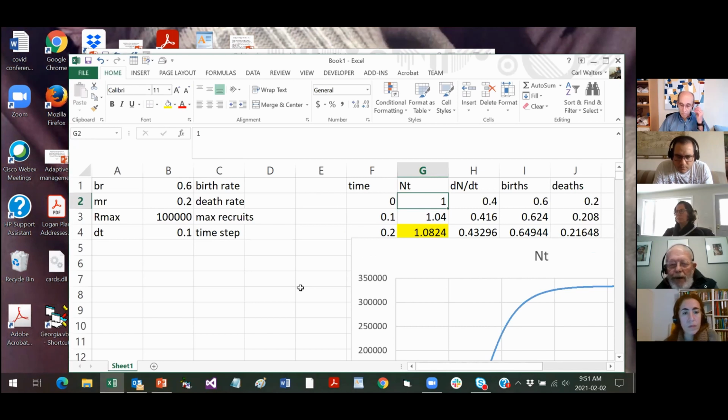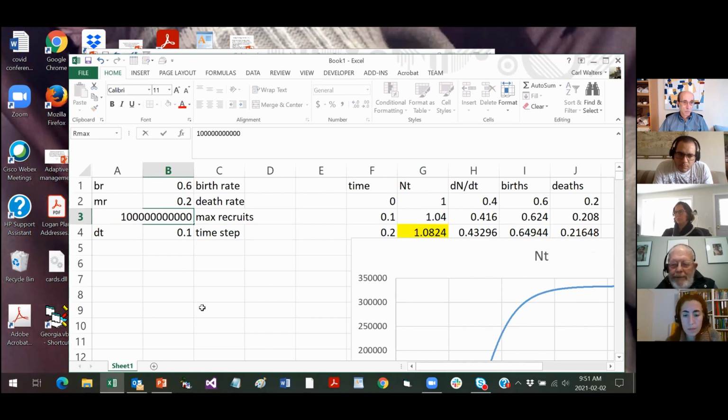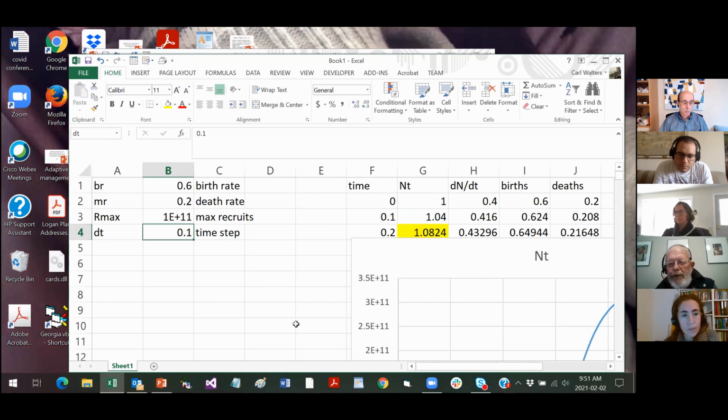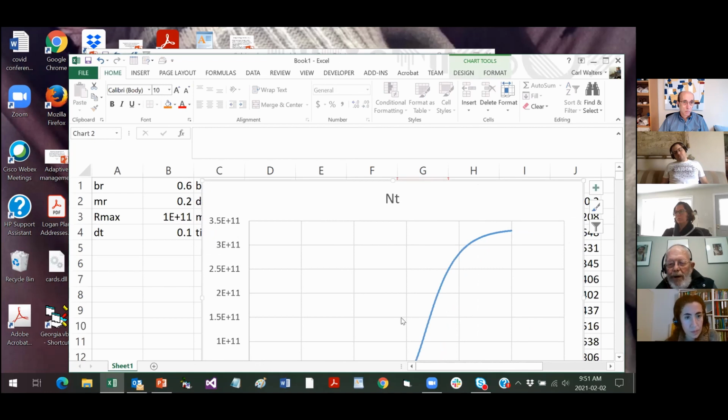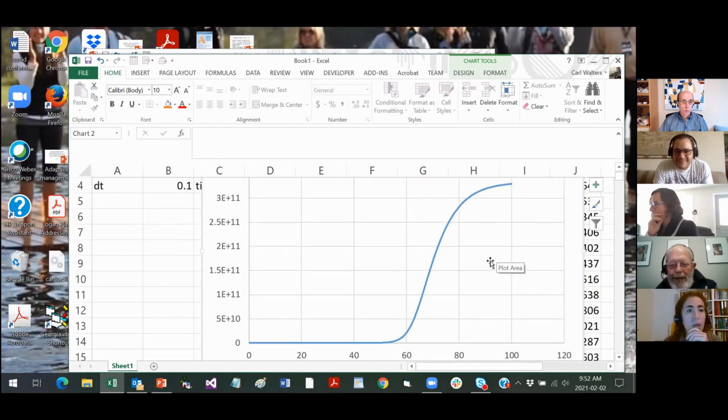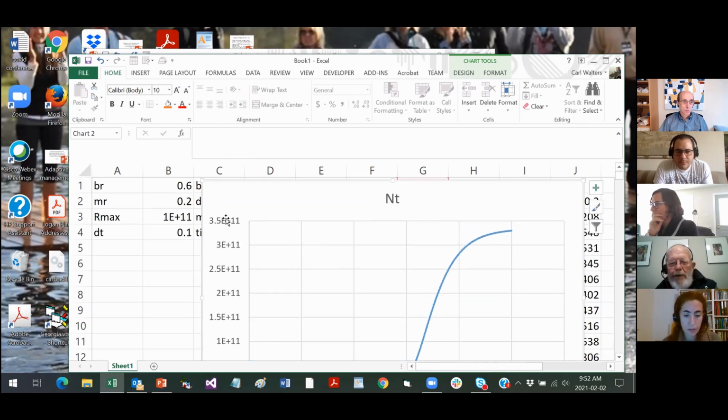Let's now put predators into this model. To make this even worse, I'm going to make this R max much bigger, so that over most of the 100 years, all I will see is an exponential growth. Okay, so now we have a population that's growing exponentially, now to huge numbers, 10 to the 11th over 100 years.